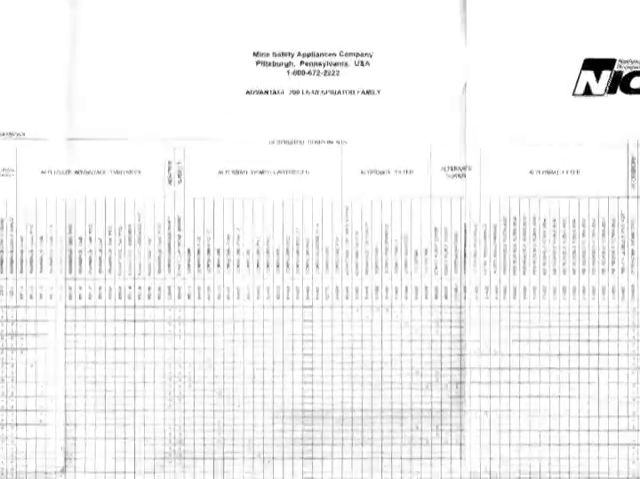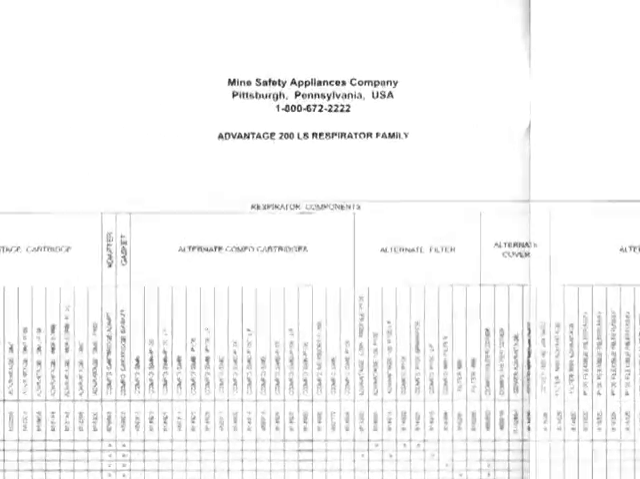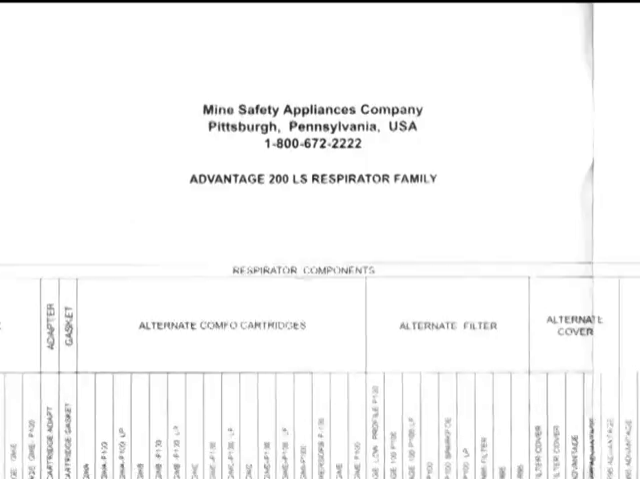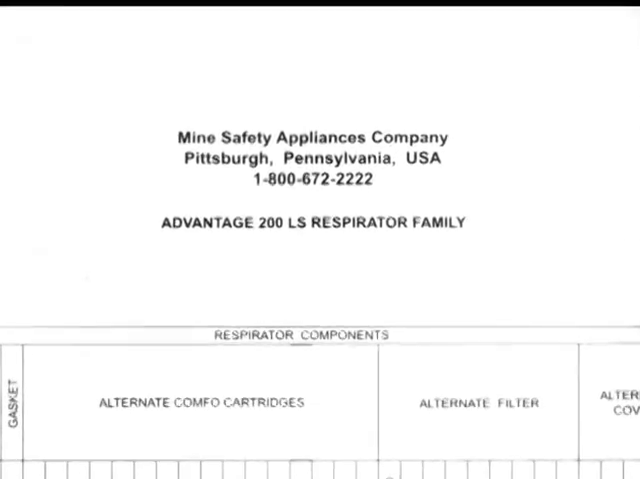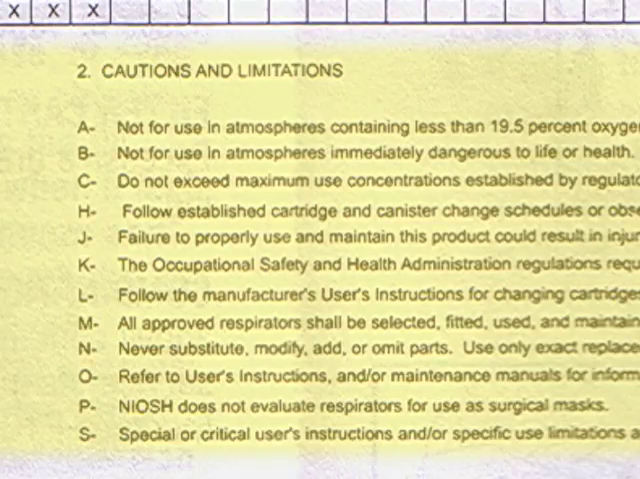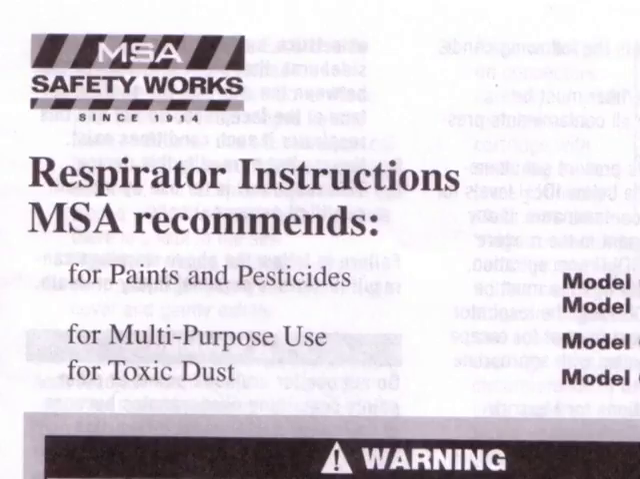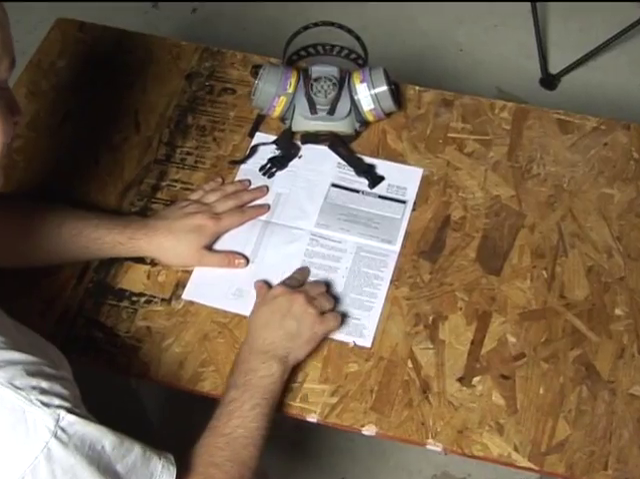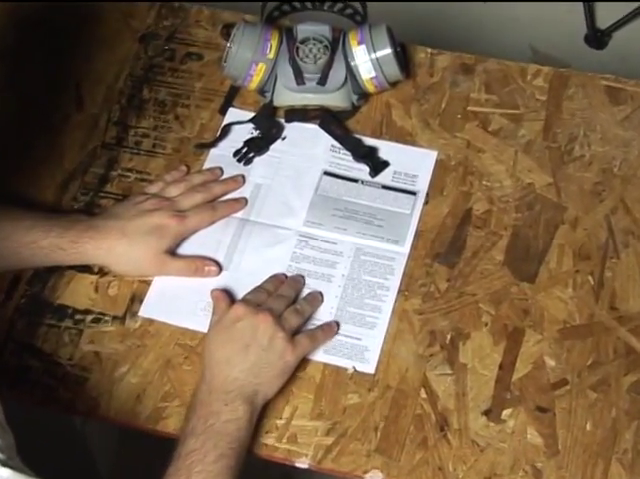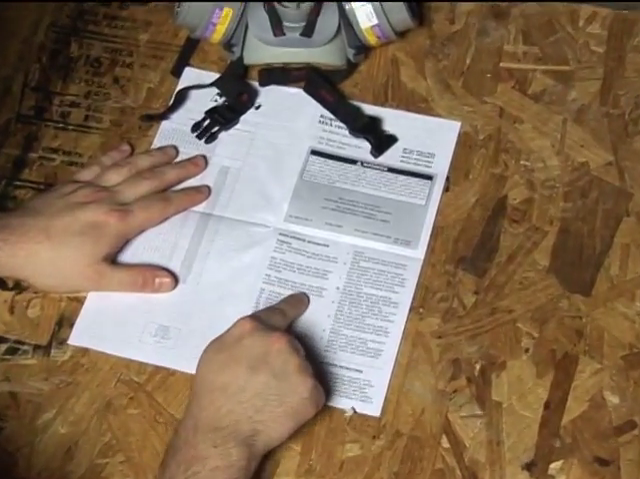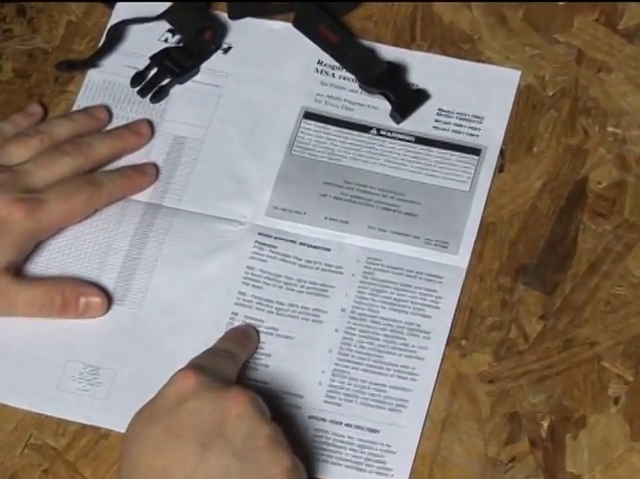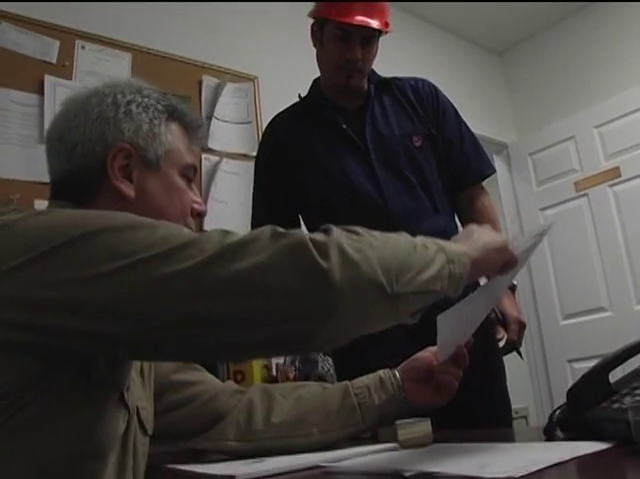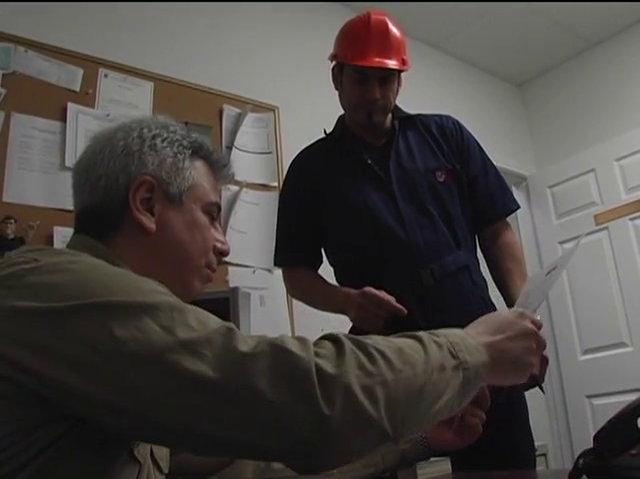In addition to the approval number, the NIOSH approval label contains contact information for the respirator manufacturer or supplier, the cautions and limitations for its use, and directions for proper use. It is extremely important to read and follow all of the manufacturer's instructions for any respirator you are about to use. If you don't understand something, ask your supervisor.